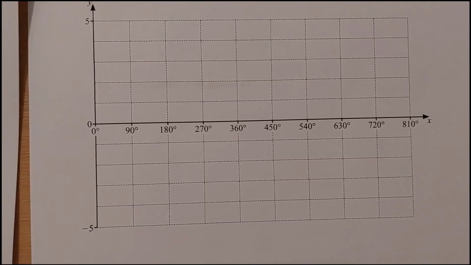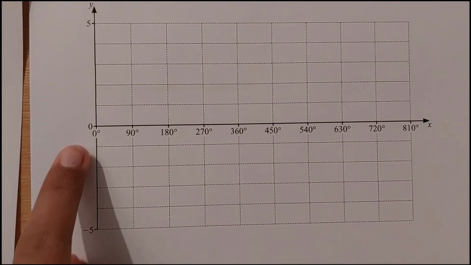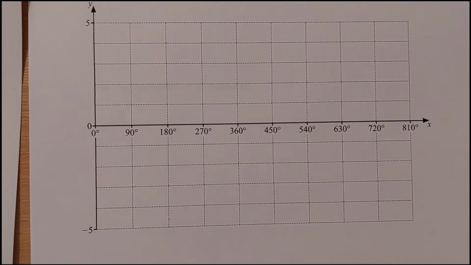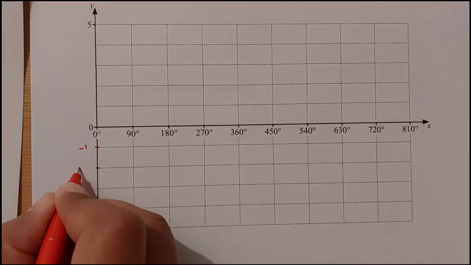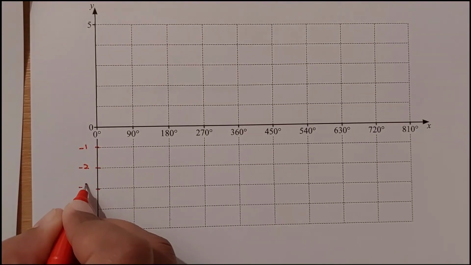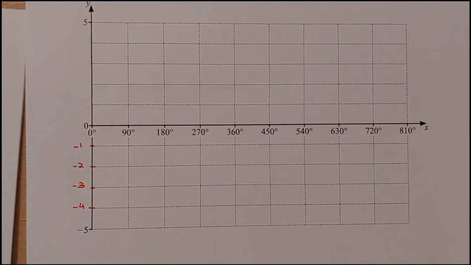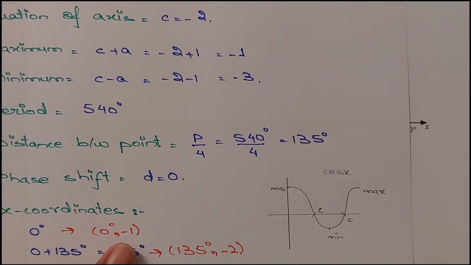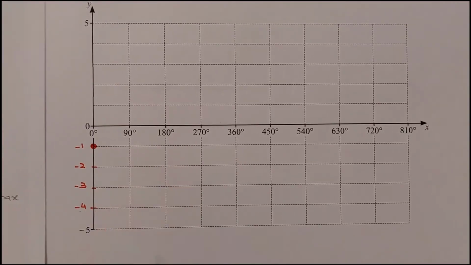So this is our coordinate axis. First, we can say these are the points 1, 2, 3, 4, 5. The y values are all negative, so we can say this is -1, -2, -3, and -4, right? As you can see, the first point is (0, -1). When x is 0 degrees, y is -1, this point, right?